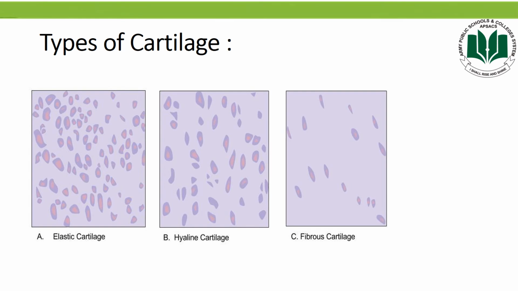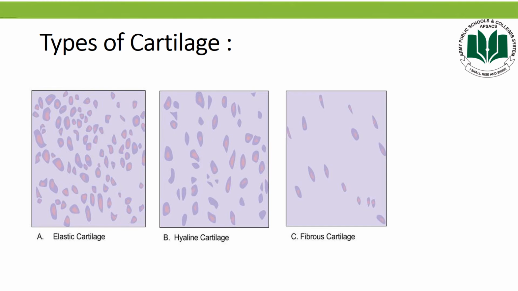Now the types of cartilage. On the basis of location, position and composition, we divide the cartilage into three types: number 1, elastic cartilage; number 2, hyaline cartilage; and number 3, fibrous cartilage. As you see in the diagram, the elastic cartilage is composed of elastic fibers and is found in your ear flap and epiglottis, while the hyaline cartilage is found at the end of your long bones and in the nose, the larynx and the trachea as well.